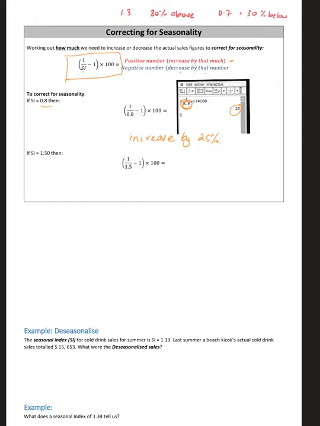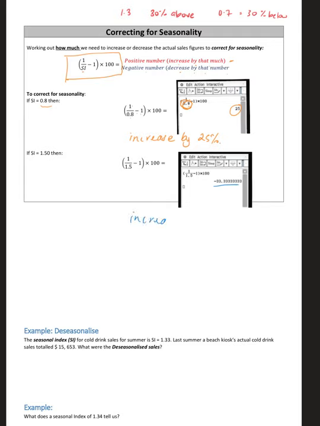Now, another example, if my seasonal index is 1.5, to adjust for seasonality, then what do we need to do? I'll give you a couple of seconds to have a go at this in your CAS. Right, just taking a little grab from my calculator. So 1 divided by 1.5, minus 1, times 100. This time I'm getting a negative number, negative 33.3333. So negative number, decrease. So I need to decrease by 33.33%.